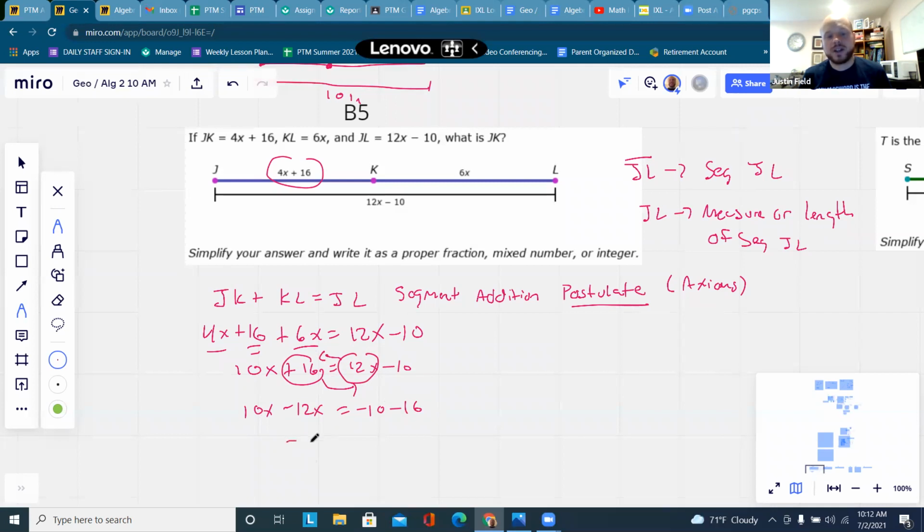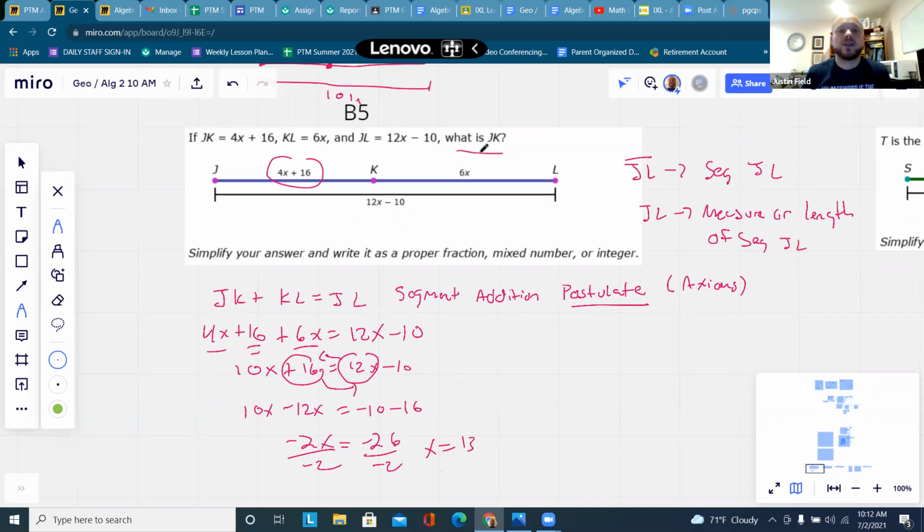10 minus 12 is negative 2. Negative 10 minus 16 is negative 26. Divide both sides by negative 2, and we get x equals 13. Just make sure they're asking you for x, because they are not in this case.